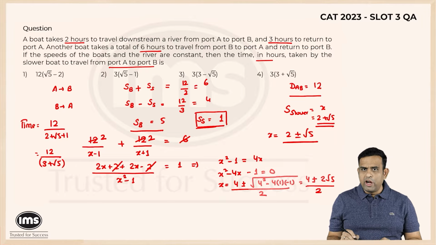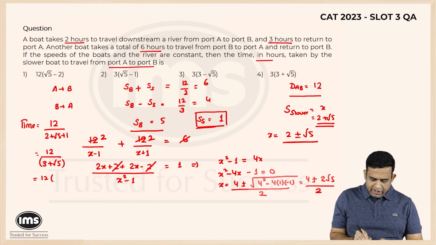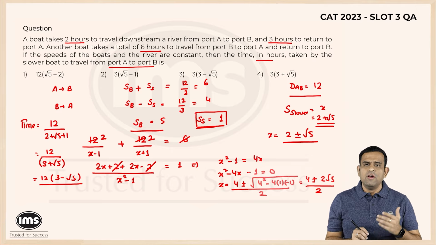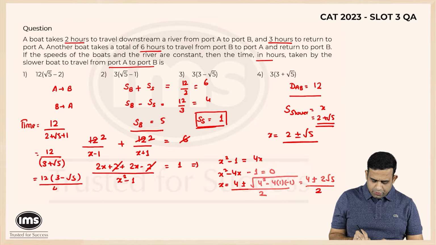Now at this particular point, one can choose to do rationalization. If I do that, 12 into 3 minus root 5, and you will get nothing but 3 plus root 5 into 3 minus root 5, which is equal to 3 square minus root 5 square, giving you 9 minus 5, which is equal to 4.